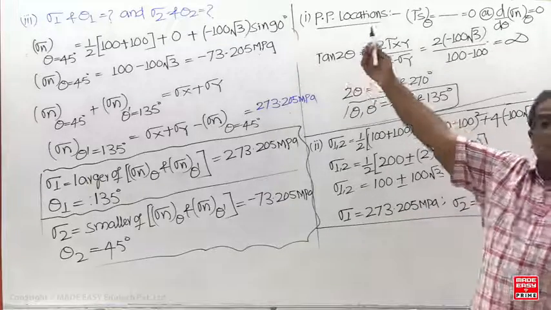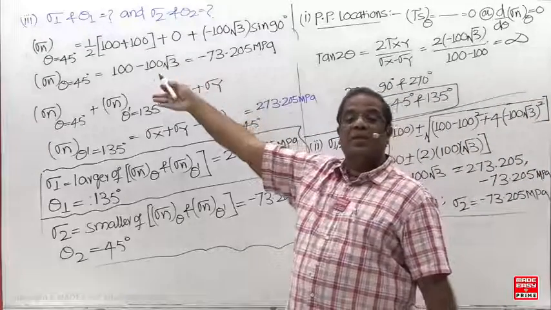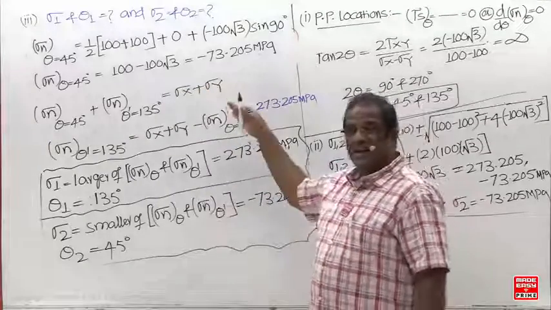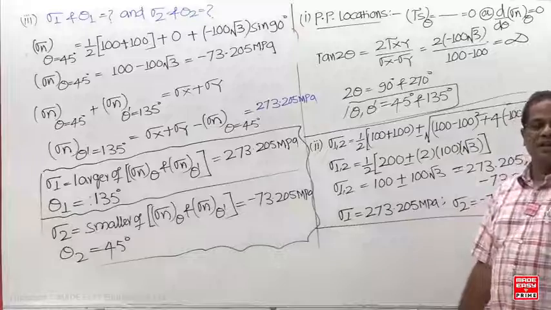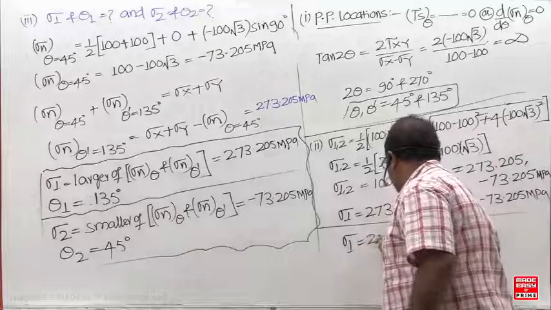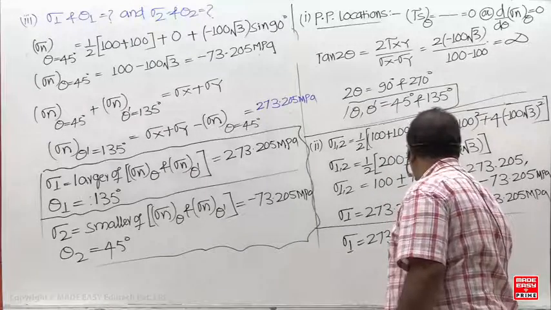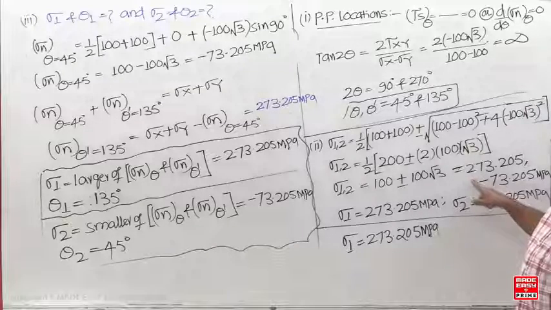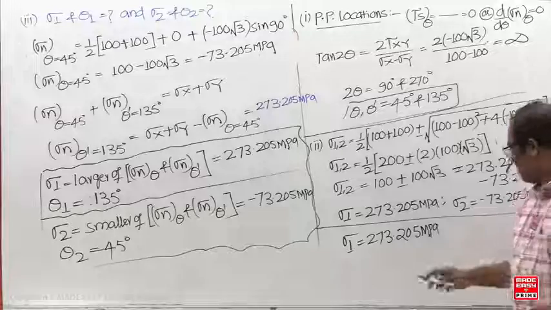If you ask only this third question, determine sigma 1 and its plane location, sigma 2 and plane location, 90% of students will not use this method. They will use this method. Then they will write down, sir, sigma 1 is 273. The first value I am getting is 273. Then they directly take theta 1 as about 45.